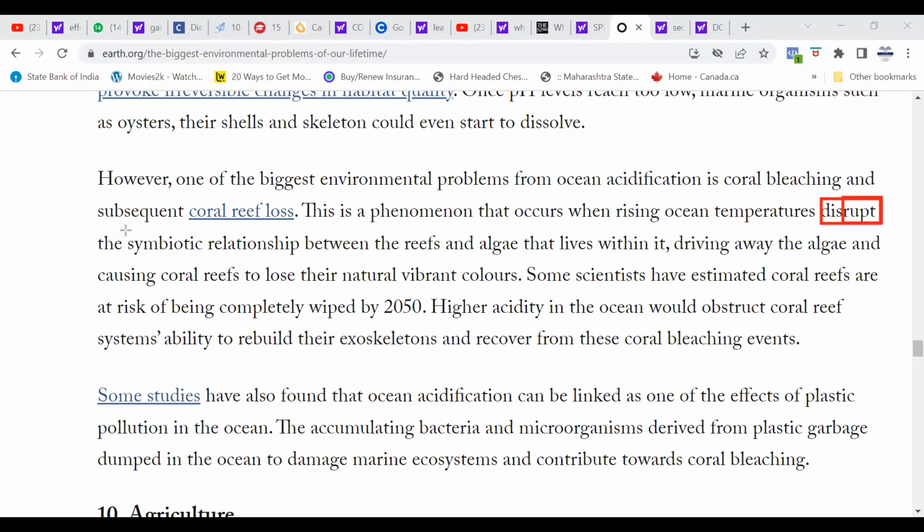Okay, to break. So disturb. Symbiotic. You know, Symbiosis is an institute in Pune. Symbiosis. Sym is together, okay, symmetrical. Bio is life.